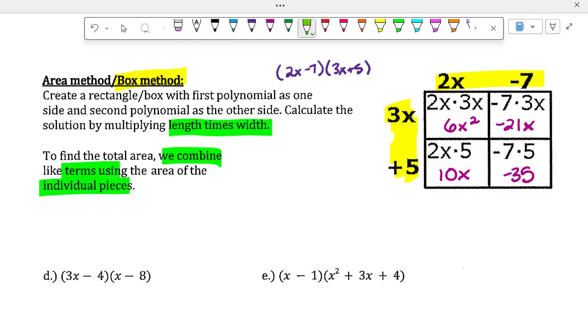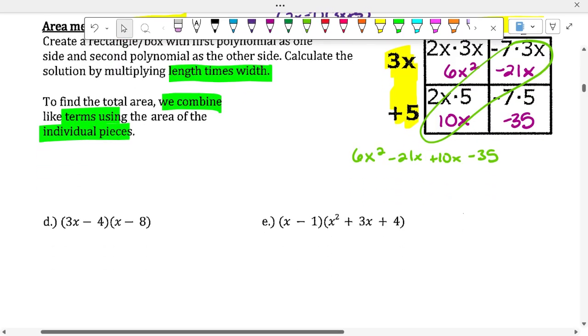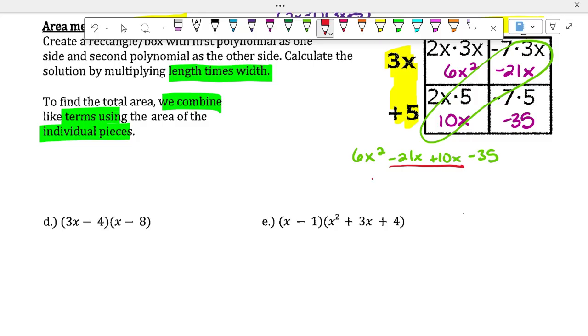Now, little trick here. Typically, this is not always true, but typically, the like terms are diagonal from each other. That's not always true, but more often than not, that's what's true. So if I pulled everything out, it'd be 6x squared minus 21x plus 10x minus 35. And my two like terms again are the negative 21x and the 10x. So this would be 6x squared minus 11x minus 35.